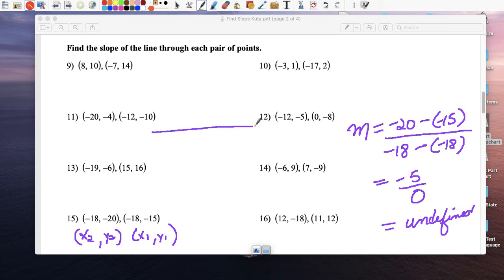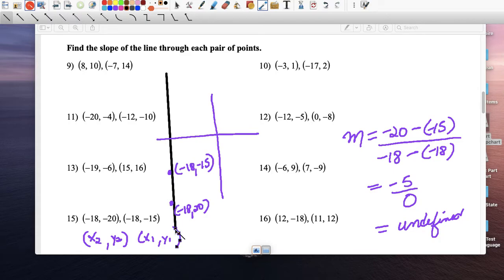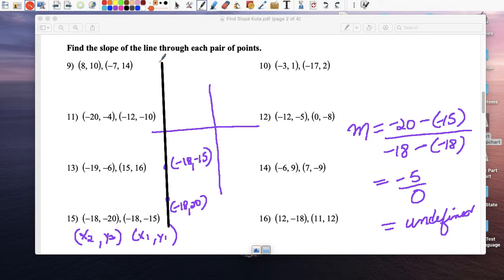If you think about it, let me draw that out. First point, negative 18 and negative 20. So negative 18 all the way to the left, negative 20 all the way down. So let's call that negative 18, negative 20. Second point, negative 18 all the way to the left again, same number of spaces to the left, and then negative 15. So you're going to go down over here. So that's negative 18, negative 15. Now, if we connect that line, and let's see if I can do a better job this time. Look, if we connect those 2 points, that looks like a straight line. On a vertical line, the slope is undefined.